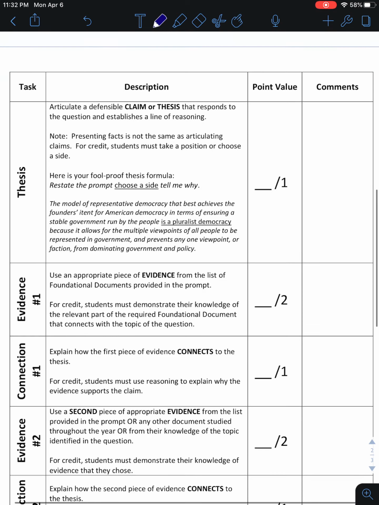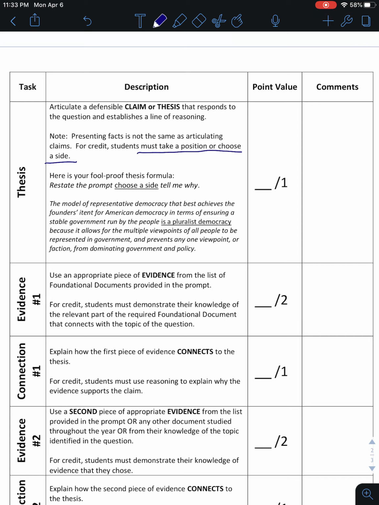So for 1 point, you're going to articulate your claim or thesis that responds to the question. Presenting facts is not the same as articulating claims. For credit, students must take a position or choose a side. You can't say I can see both sides. You have to develop an argument.